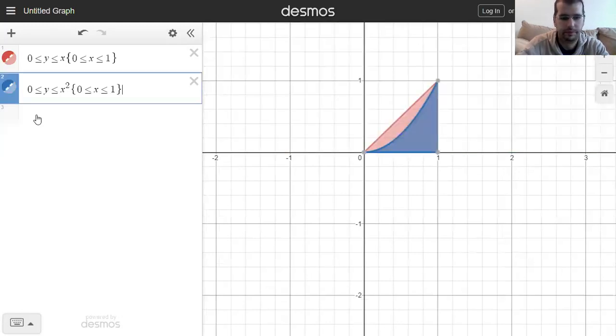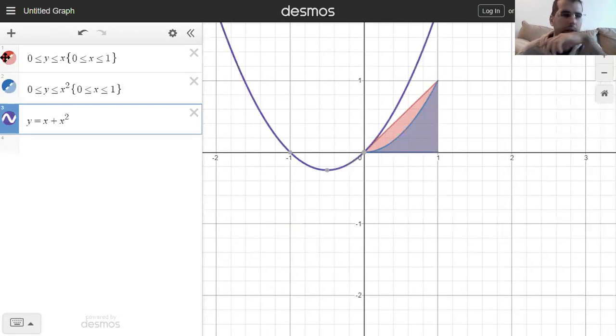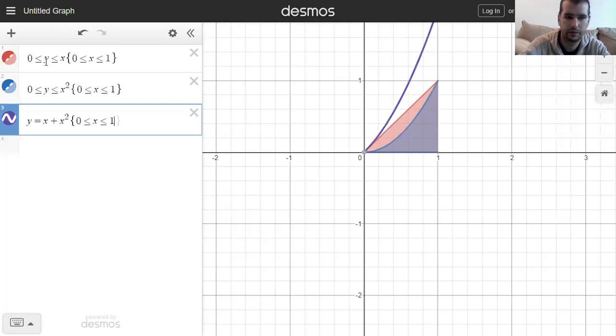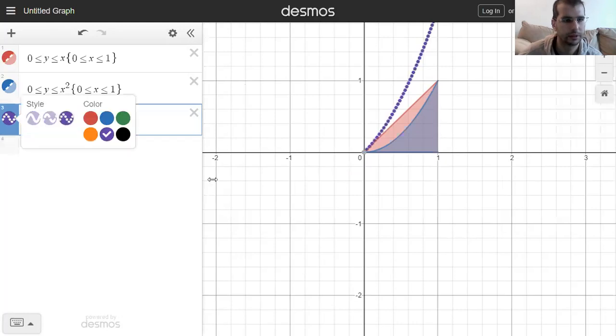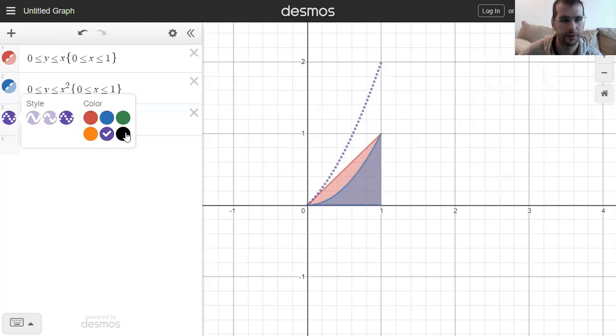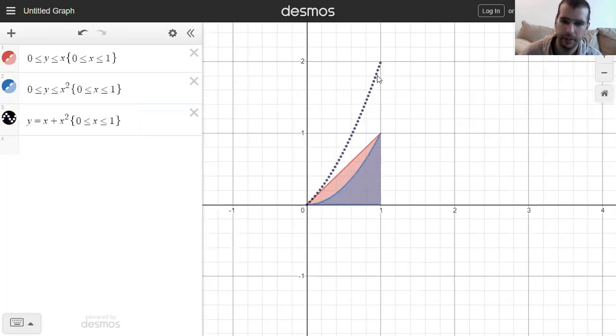Oof, what are you doing? So here the dotted line is the sum of the two functions, and supposedly the area under the dotted line is the sum of the blue area and the red area. So the red area is the whole triangle. So do we believe this? I'm not sure. Let's see.